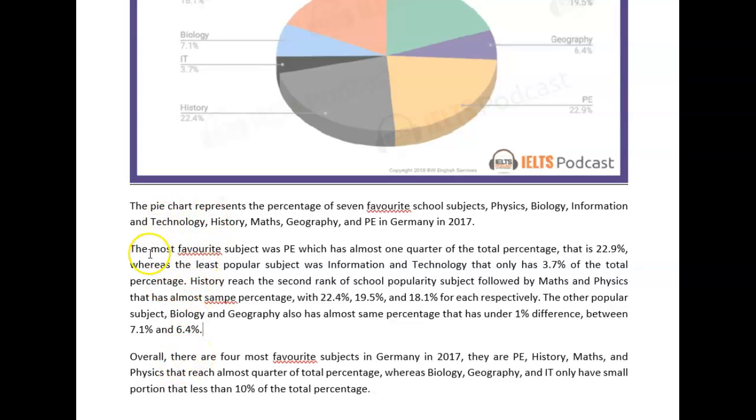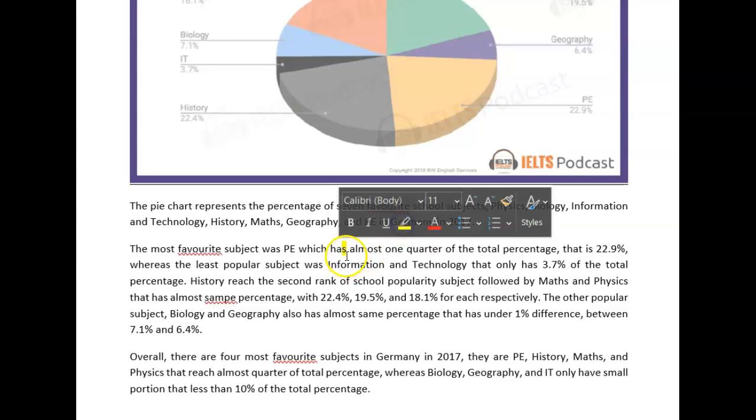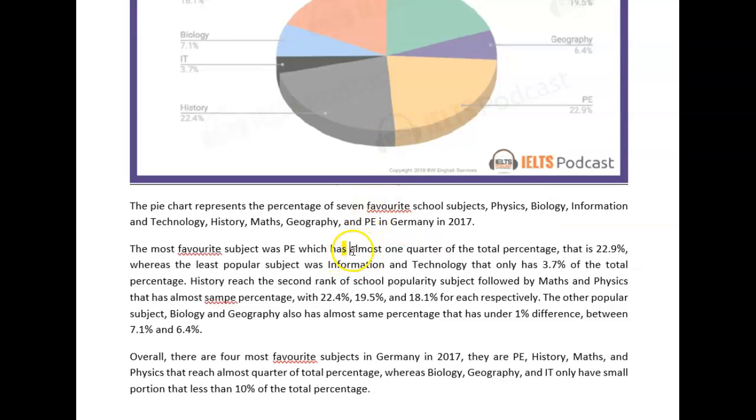Okay. The most favourite subject was PE. Okay, which has almost 1/4 of the total percentage. Good. I would say past tense there because it is. I know you're looking at it now, but it was 2007, which had almost 1/4 of the total percentage. Maybe which at 22.9 had, yeah. So move that.